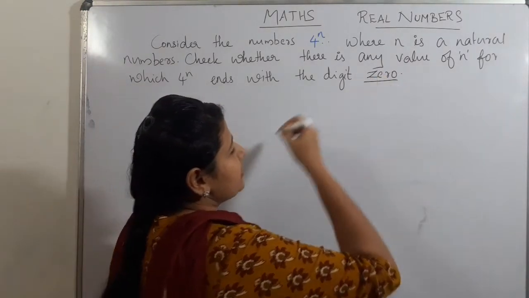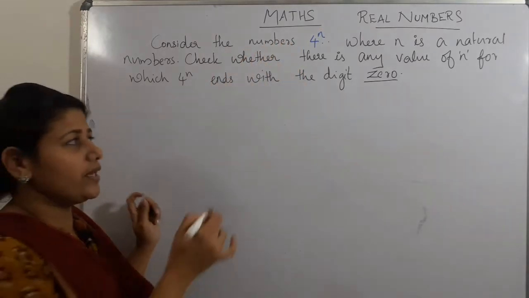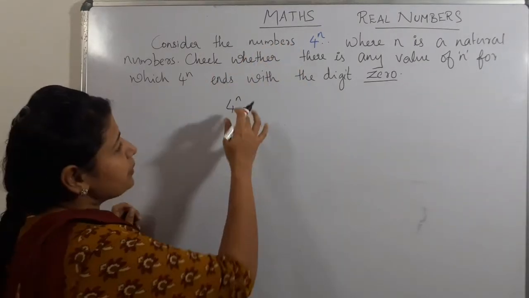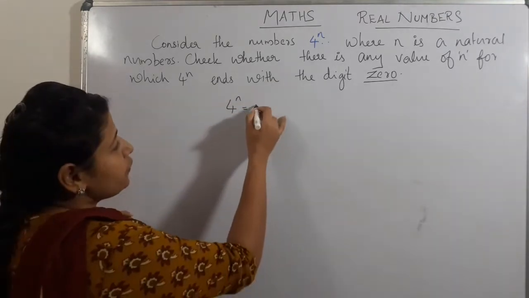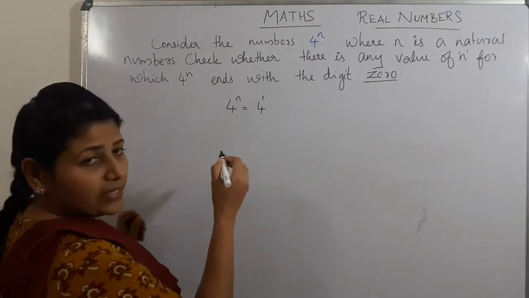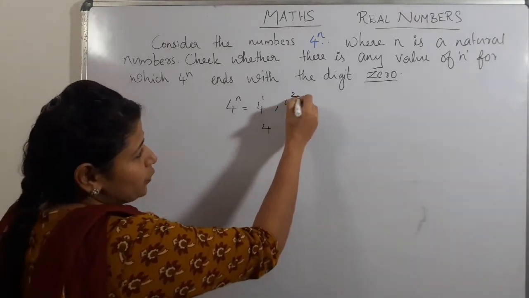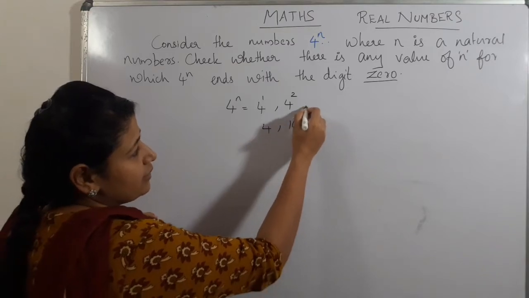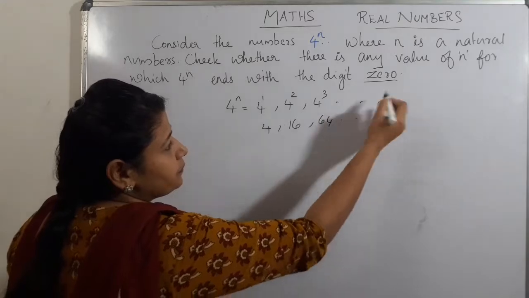So what is the meaning of this question? We are given a number which is 4 raised to n. When we give natural numbers to this n, we will get the corresponding terms. If we take n as 1, we get 4 raised to 1, that is 4. Then if we give 2, we get 16. Then 4 raised to 3 will be 64, and it goes on like that.